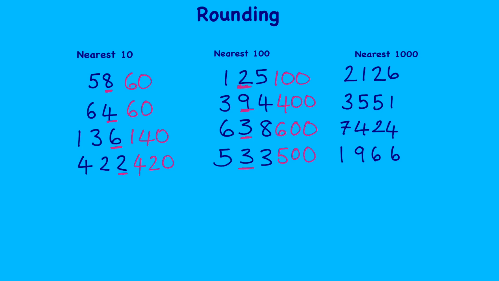And now let's look at rounding numbers to the nearest 1,000. So remember, when we're rounding to the nearest 1,000, look to the next digit along, which is the hundreds. So 2,126, it's going to be nearer to 2,000. 3,551, look at the hundreds, we're going to round up to 4,000. 7,424, look at the 4, so we know that's going to be 7,000. And 1,966, that's got to round up, so that's going to be nearer to 2,000.